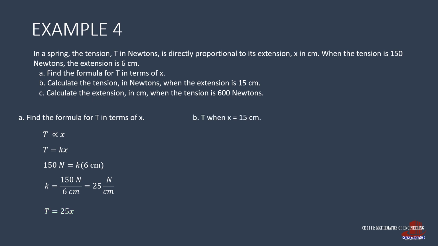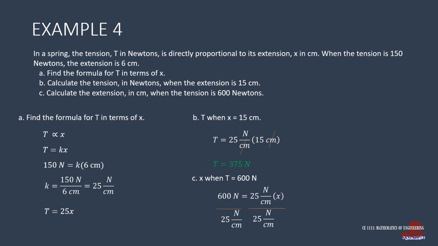The next requirement is to determine tension when the elongation is 15 centimeters. Using the equation, we get T as 25 times 15, where centimeters is cancelled out, so T is 375 newtons. The third requirement looks for x when T is 600 newtons. Plug 600 into the equation and get 600 newtons is equal to 25 times x. Divide each quantity by 25 and have x as 24 centimeters.